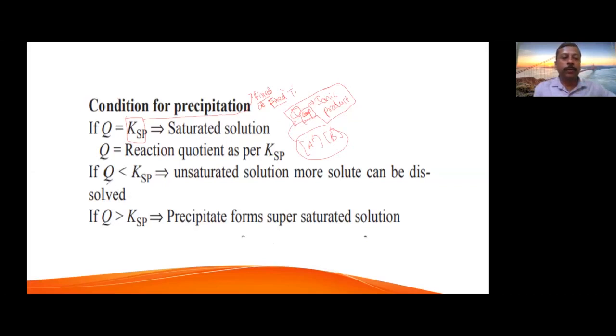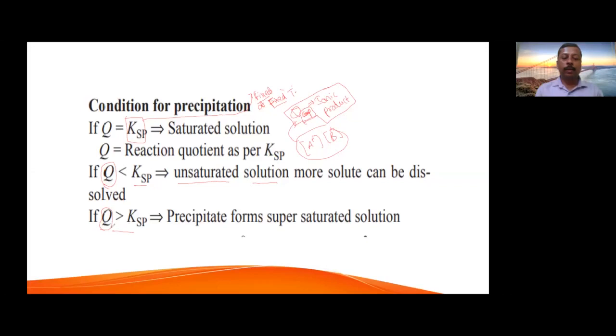If our calculated Q or QSP is less than the given Ksp, that means the solution is unsaturated. We can still add some more solute to the given solvent. That is an unsaturated solution. This is theoretical; practically, if you are doing the experiment, the precipitate will form and you will understand. If you are not able to do the experiment, and want to confirm just by sitting, this is the procedure we will adopt.